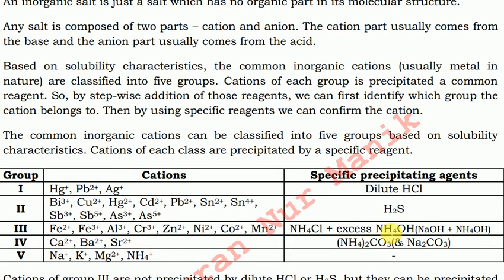And if all the above reagents, dilute hydrochloric acid, hydrogen sulfide, ammonium chloride and ammonium hydroxide, fail to produce any precipitate, then we have to add ammonium carbonate, or conversely we can add sodium carbonate. If ammonium carbonate or sodium carbonate produces a precipitate, then we can say that this solution contains group 4 cations, which are these cations. And if no precipitate appears even after addition of ammonium carbonate or sodium carbonate, then we can say that this solution contains group 5 cations, and group 5 cations are these ones.